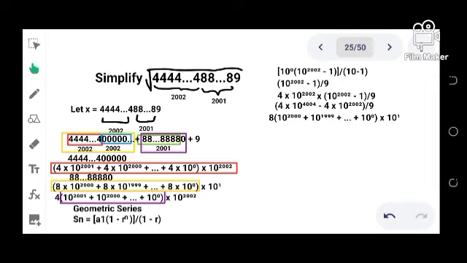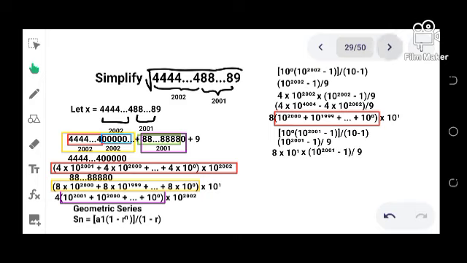So first, we have that one. And then again, these tens here form a geometric series. So we have this one here. And then this will simplify into 10 raised to the power of 2001 minus 1 all over 9. So the expansion for 8 now will be this one. And simplifying, we will be able to get 8 times 10 raised to the power of 2002 minus 8 times 10 raised to the power of 1 all over 9.